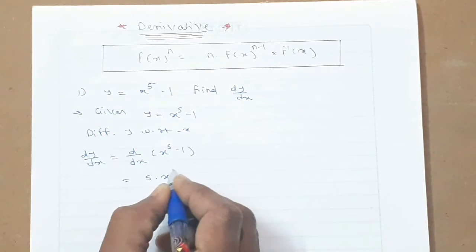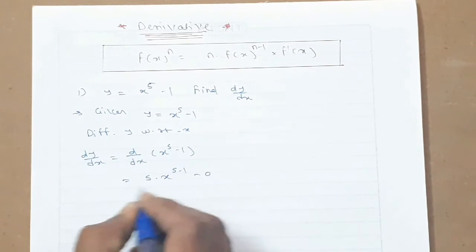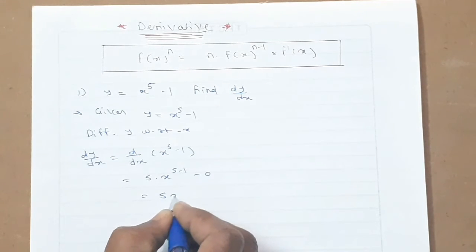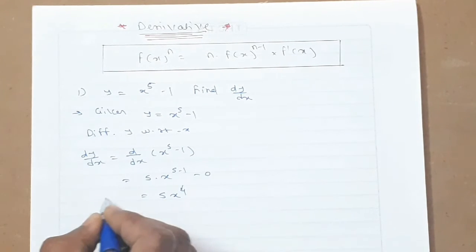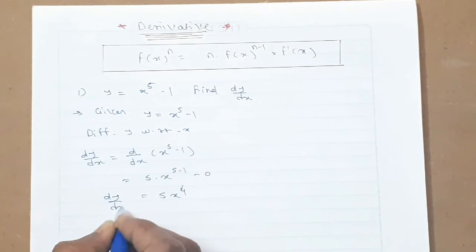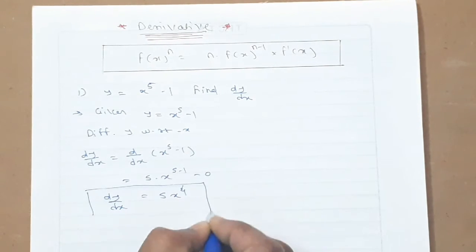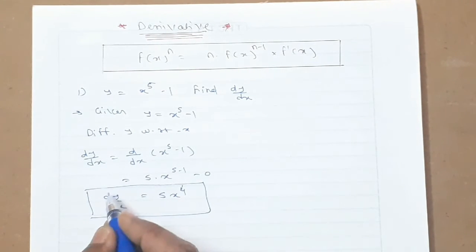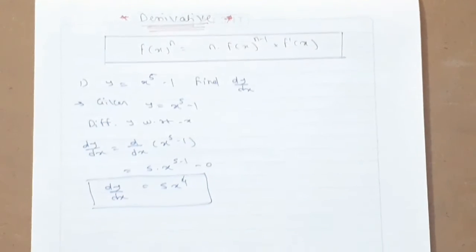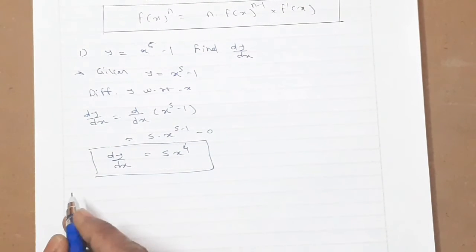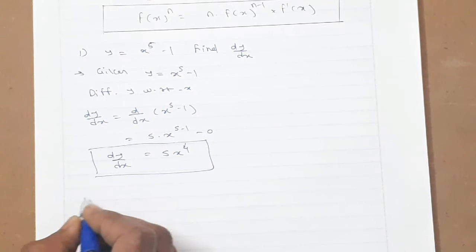Okay, 5 into x to the power of 5 minus 1, and the derivative of 1 is always 0. So dy by dx of the function will be 5 into x to the power 4. Okay, then another example of the derivative of x to the power of n.